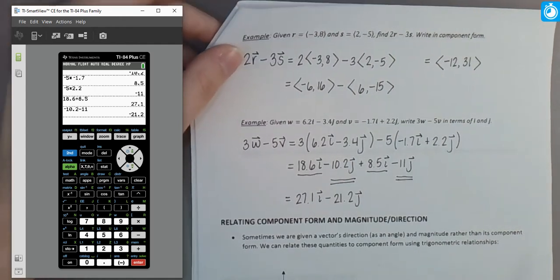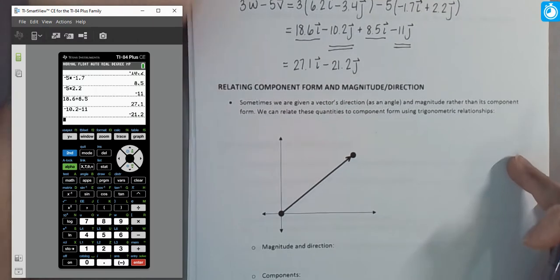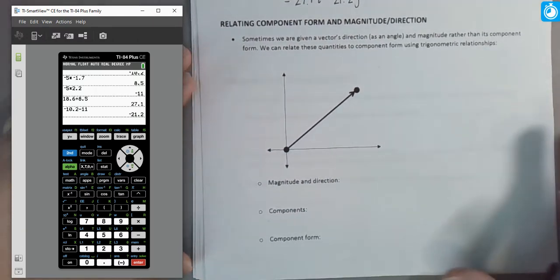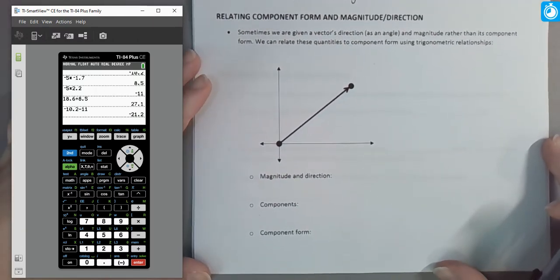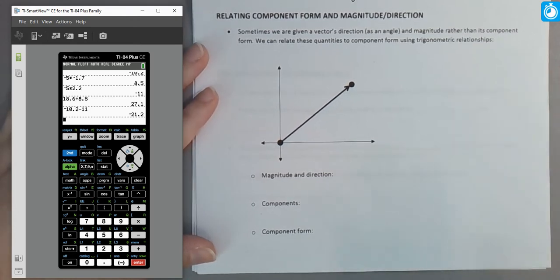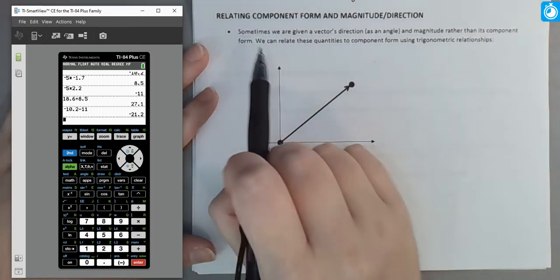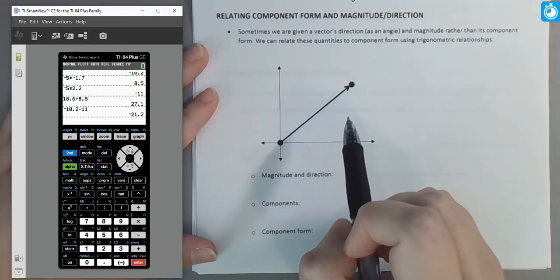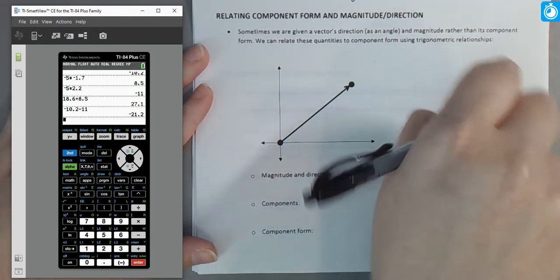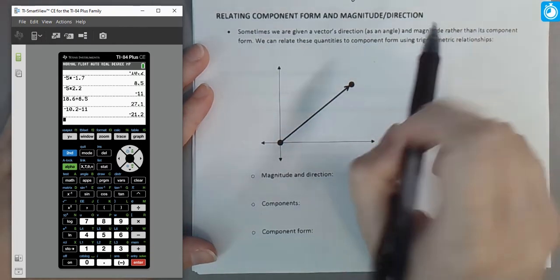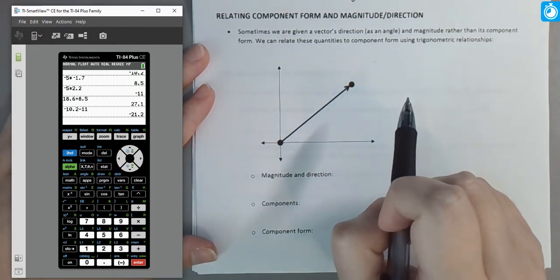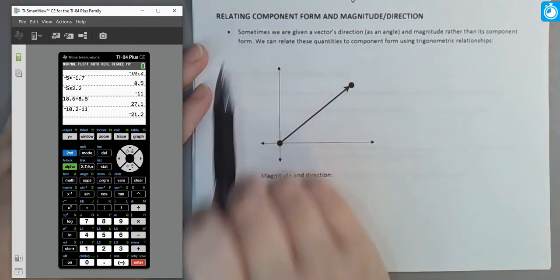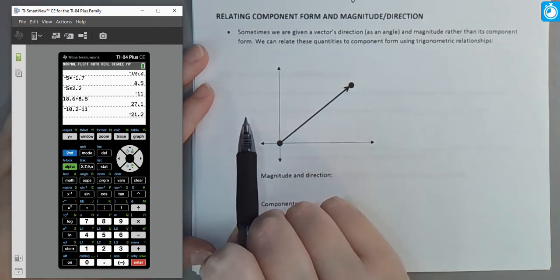And this is going to look very similar to what we did with polar coordinates. The idea behind polar coordinates, converting between x and y, is the same kind of thing here. Sometimes we have the direction given as an angle, maybe not just northwest, but an angle from a point of view, and then the magnitude of the vector rather than the component form, which is a little bit easier to work with.